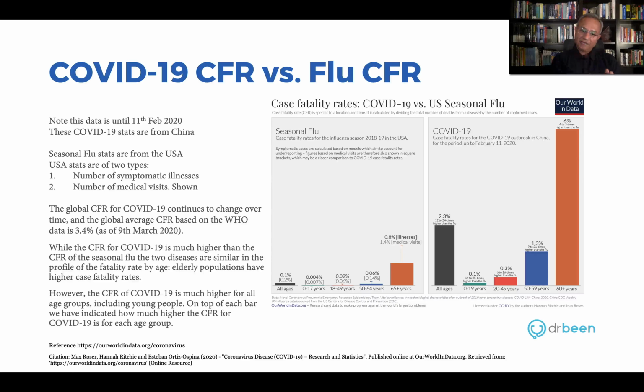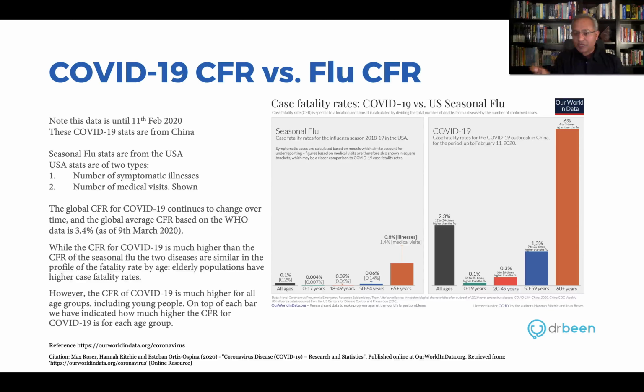Let's start from the left side. On the left side is the seasonal flu from the US data. On the right side is the COVID-19 data. Look at this, all ages. Symptomatic patients, 0.1%. And if we just count those who visited the doctor because of flu-like symptoms, then 0.2%. Compare that to COVID-19, 2.3%, and as you know nowadays, 3.48%.